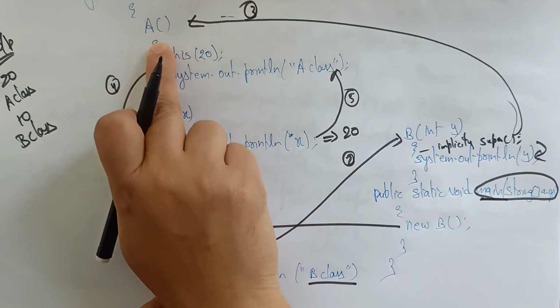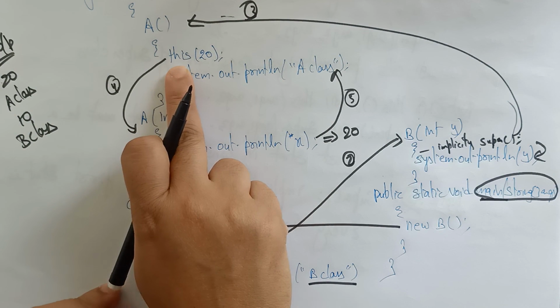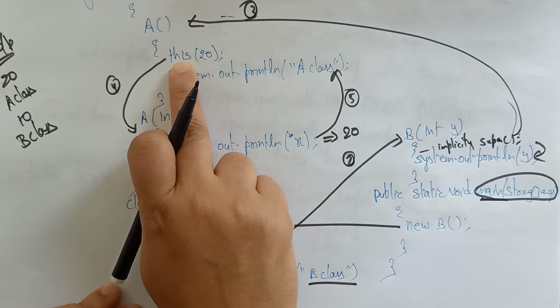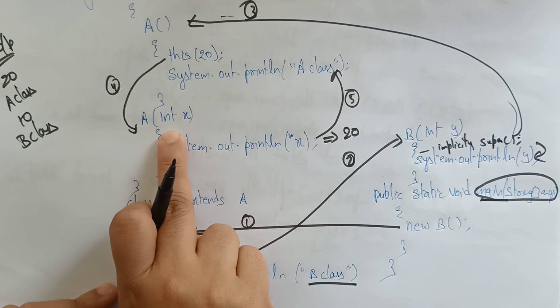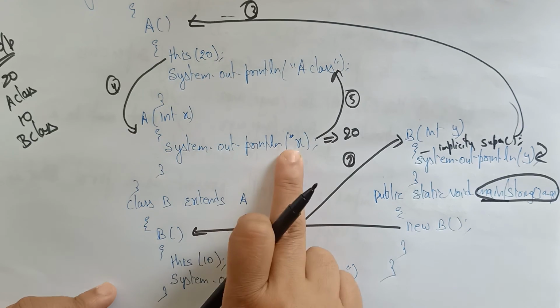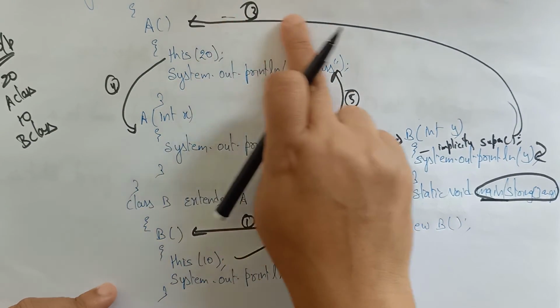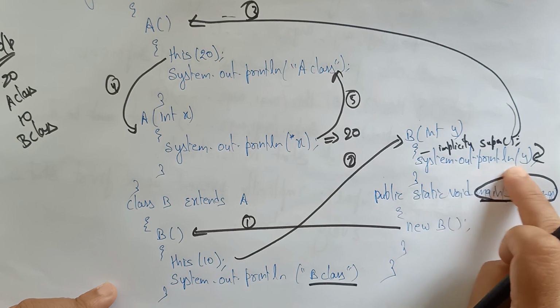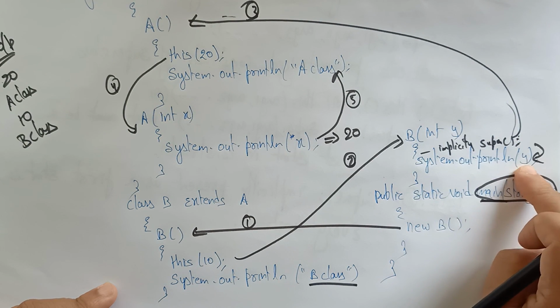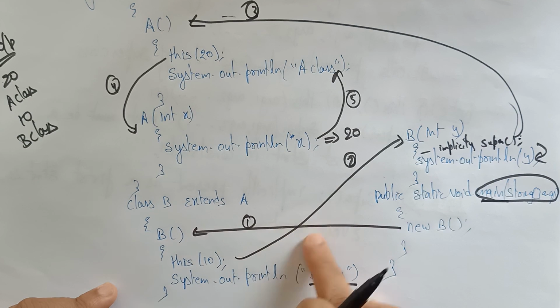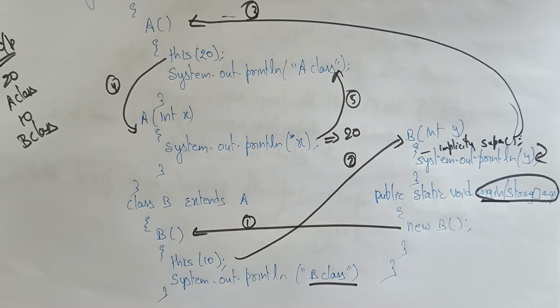So it matches here. Inside the super constructor, this 20 is there, so it goes to the parameterized constructor. The x value is printed. The next statement, A class, is printed. Then it comes back here and the y value is printed. This is completed. Next, B class is printed.